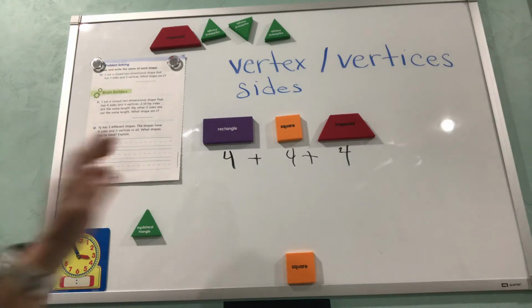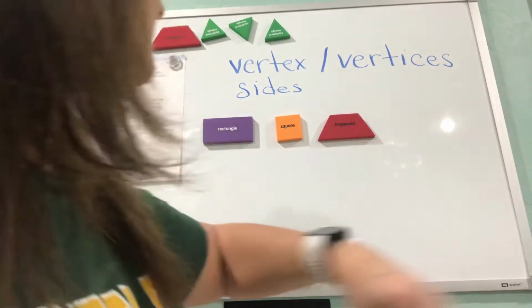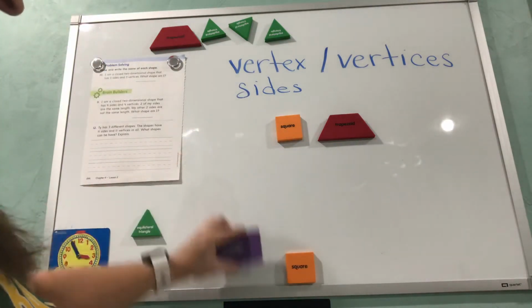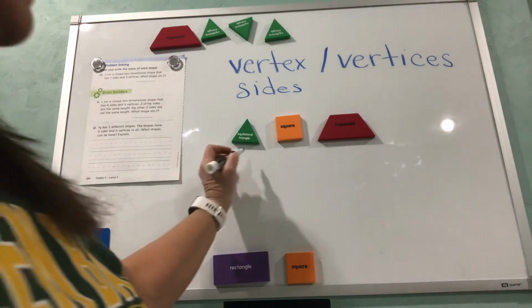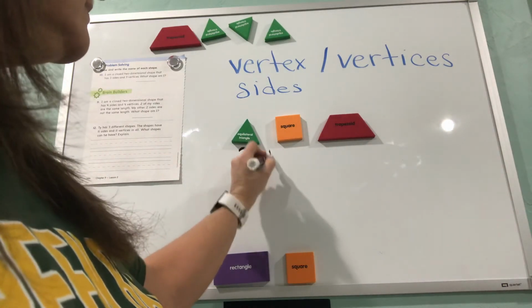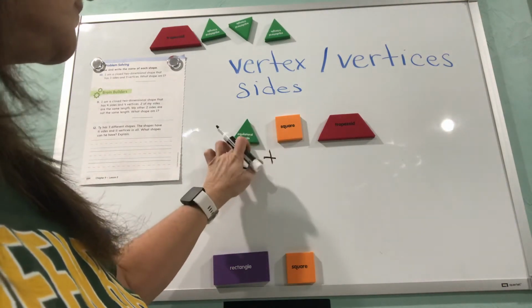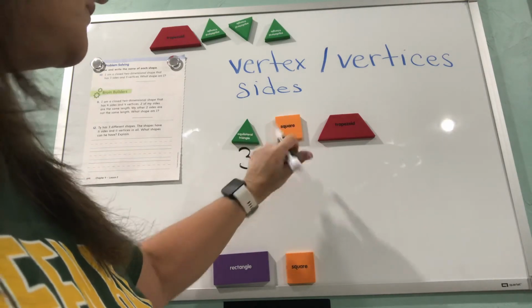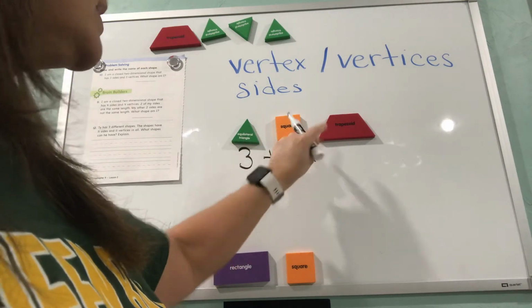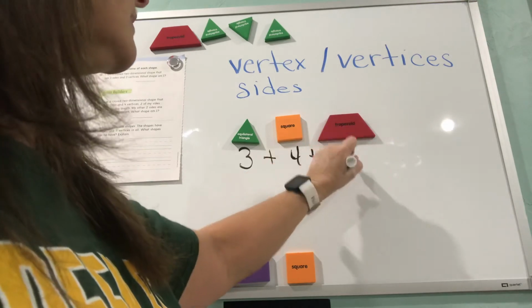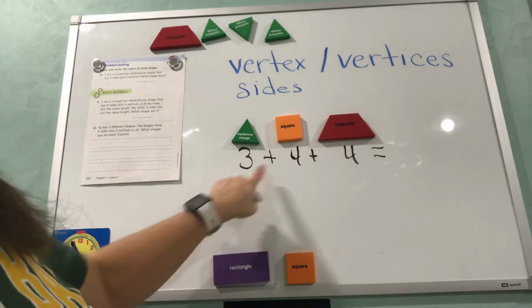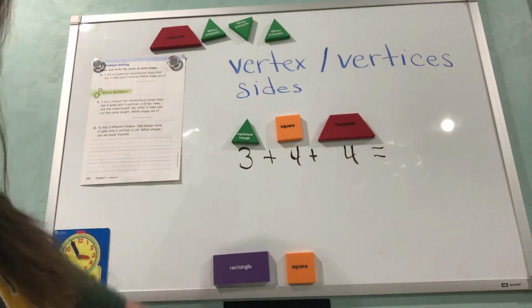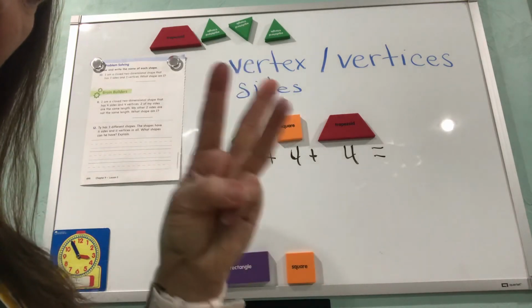So let's see, what if I tried, let's just exchange the rectangle for a triangle. I have 3, 1, 2, 3, plus 1, 2, 3, 4, plus 1, 2, 3, 4 makes 3 and 4 is 7. 7 and 4 more, 7, 8, 9, 10, 11.